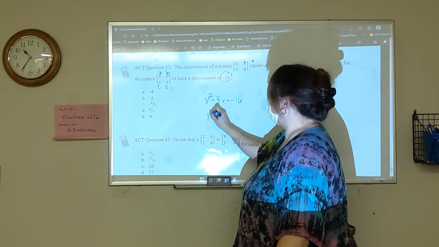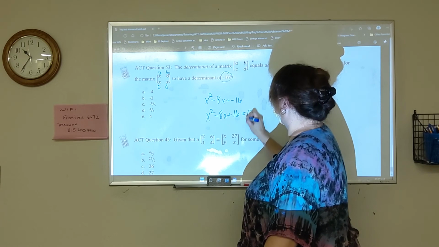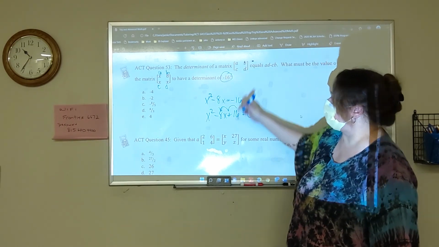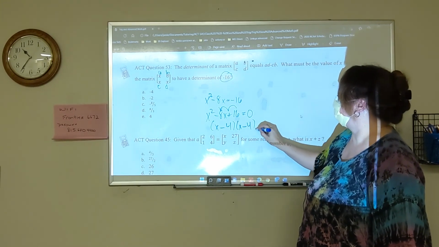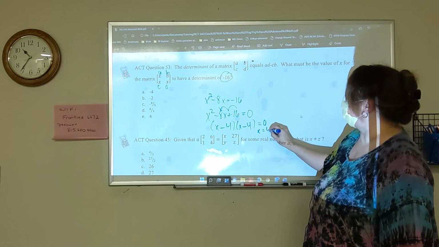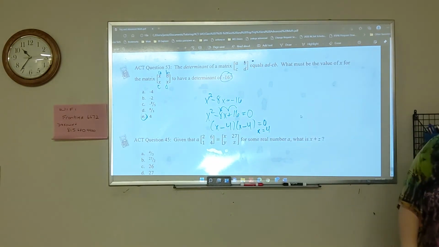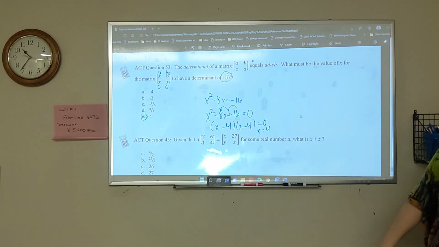So move the 16 to the other side, and solve for x. So factors of 16 that add to give me negative 8: x minus 4 times x minus 4. So x must equal 4. There you go. Done. Okay. Again, they'll always give you the formula for determinant, so you don't have to know how to do it.